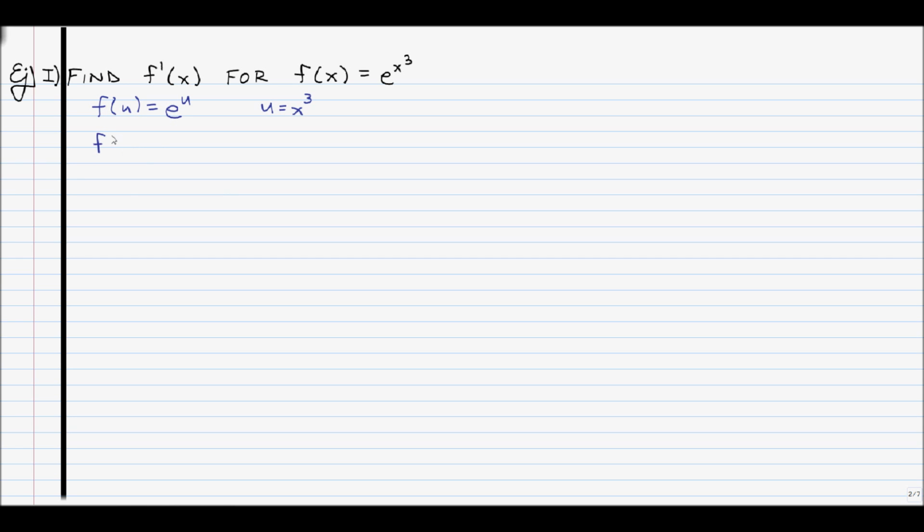Okay, well, second, f prime of u is just the derivative of e to the u. That's just equal to e to the u. The derivative of e to the x is just e to the x, so e to the u's derivative is e to the u. But of course, we know u is actually something interesting. So what is u prime, everybody? 3x squared. It is 3x squared. Good job. So of course, we've got u prime. So now our final derivative, f prime of x. We know that the chain rule says it's f prime of u times u prime. So plug everything back in. We'll get e to the u times u prime.